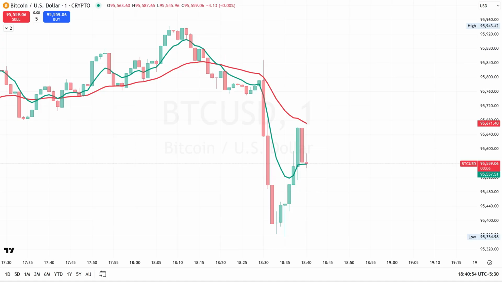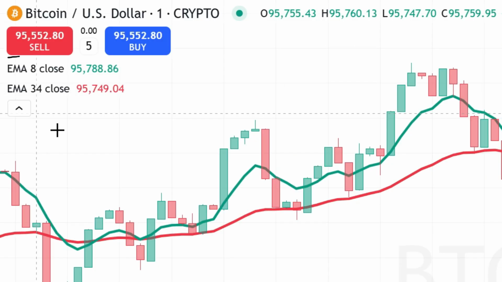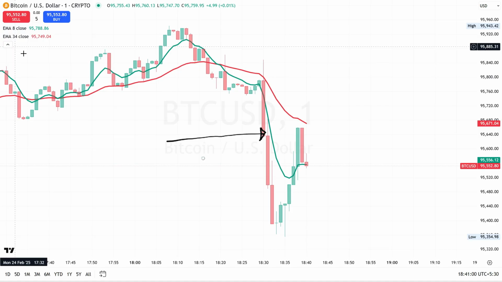Let's dive in. If you take a closer look at the chart, you'll notice that I've kept things super simple by adding just two indicators. Both are exponential moving averages, EMAs, which are great for identifying short-term trends. Here's how I've set them up. 8 EMA, green. This is the faster moving average reacting quickly to price changes. 34 EMA, red. This one moves a bit slower, giving a broader view of the trend.